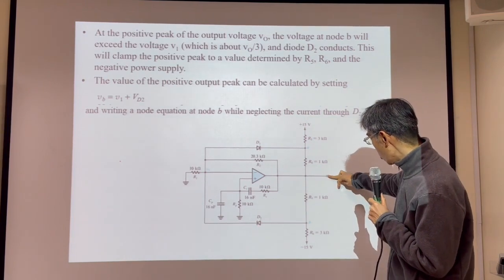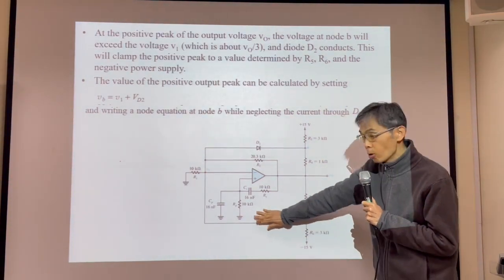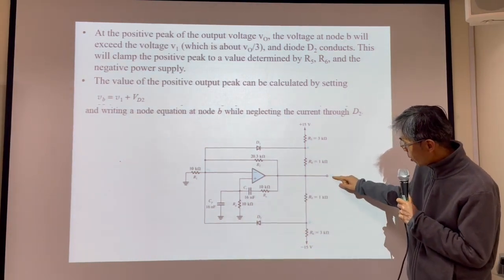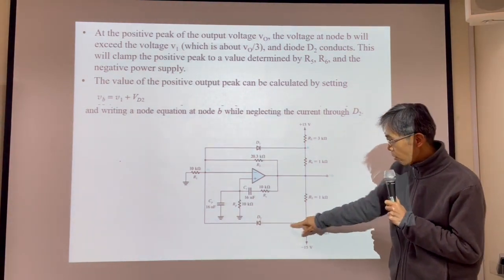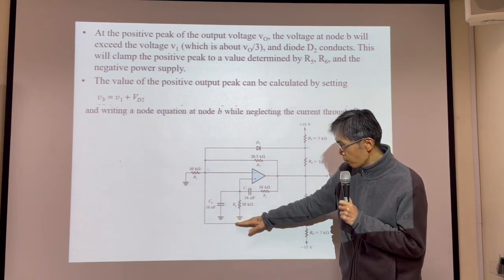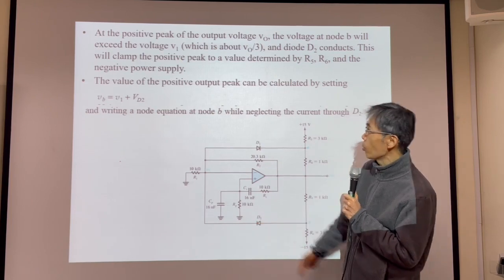So if VO gets too large, VB will be large too. Ignore this one. Just look at this voltage divider. If VO is large, VB will be large too. If VB is large, V2 conducts. Suppose there's no current, it just goes through this one.